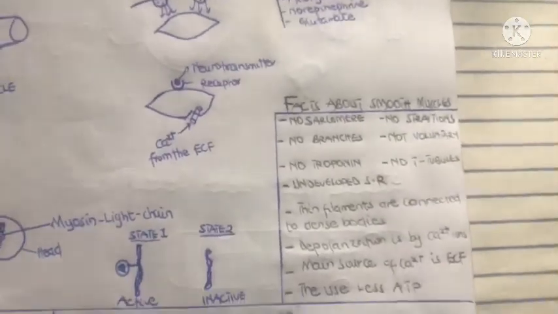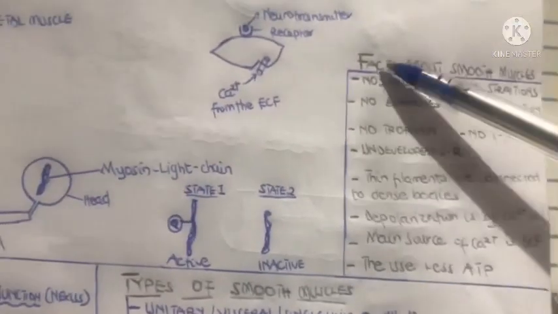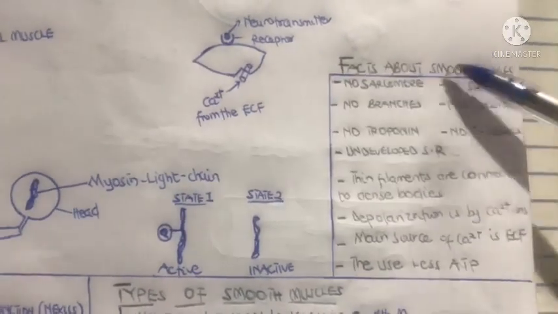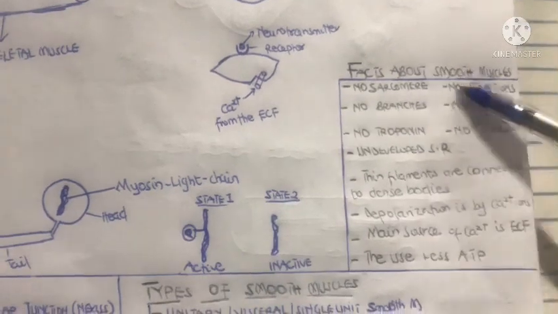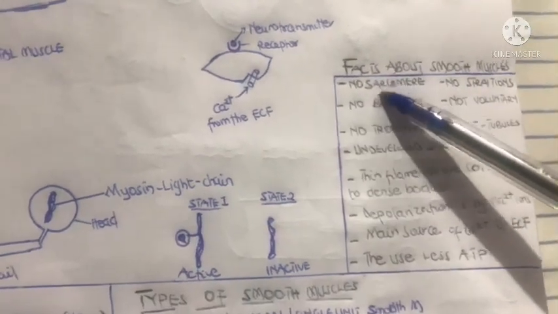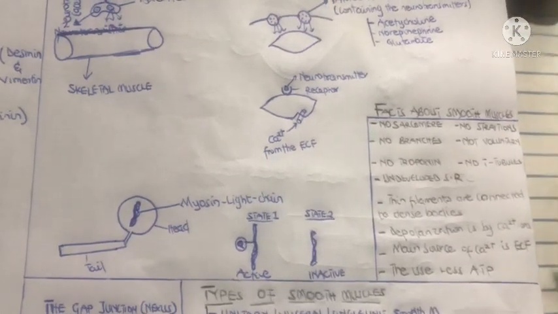Let's look at some facts about smooth muscles. Smooth muscles don't have a sarcomere. You see, a sarcomere is from one Z disc to another Z disc.